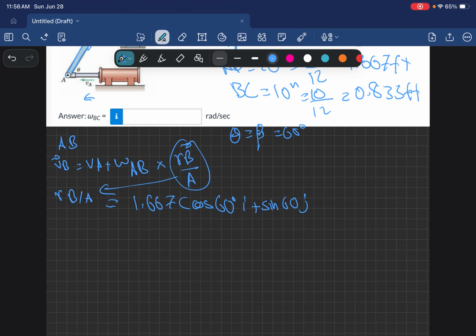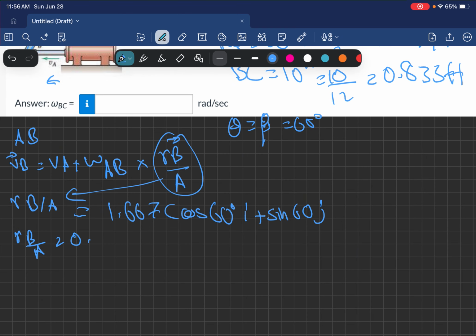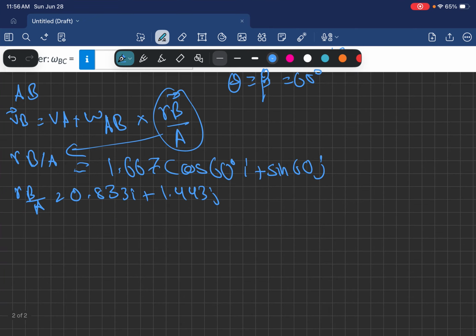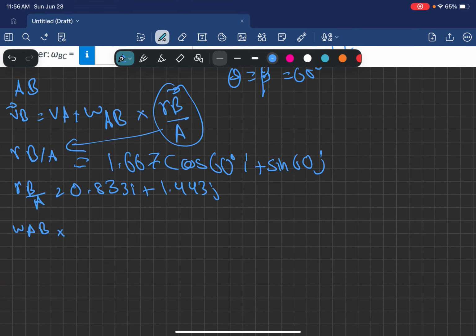And then we should just plug these into the calculator, and we should get something like r sub B over A equals 0.833i plus 1.443j. And then for the angular velocity of AB, cross product with this one.